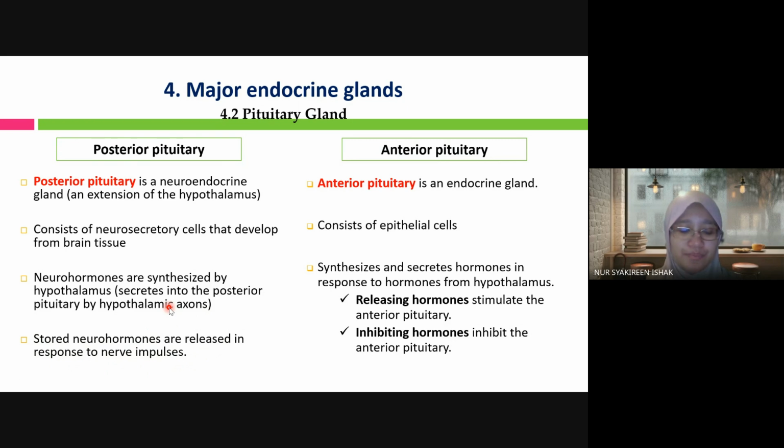Ada reaction yang berlaku macam contohnya childbirth kan, it triggers the hypothalamus to produce, and the posterior secretes, the oxytocin contohnya. Okay, stored neurohormones are released in response to nerve impulse.